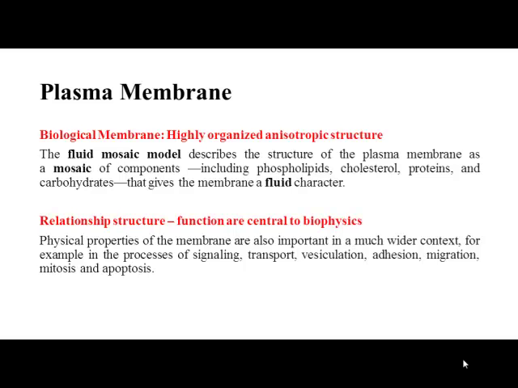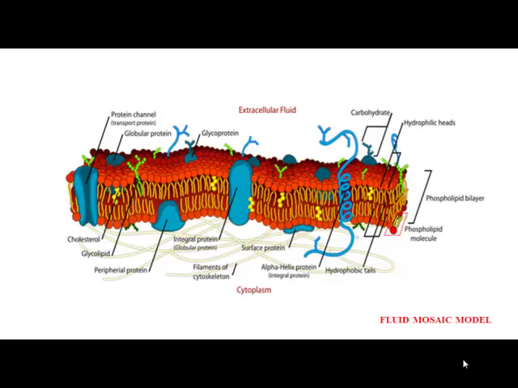So physical properties of the membrane are very important in a much wider context. For example, in the process of signaling, transport, vesiculation, adhesion, migration, mitosis, and apoptosis. These are all functions that a plasma membrane performs. So, what are the physical properties that allow this plasma membrane to carry out these functions?